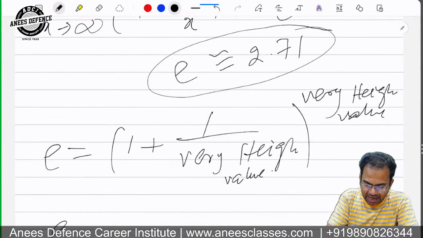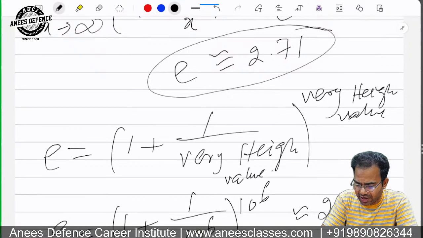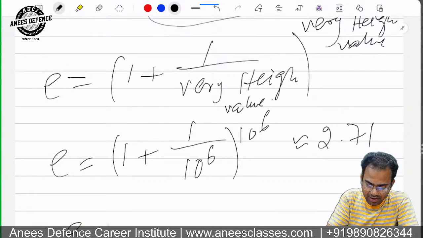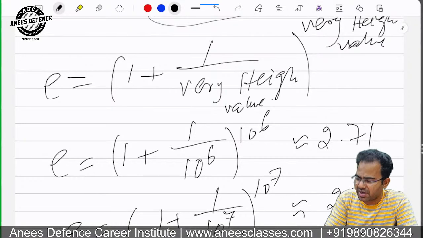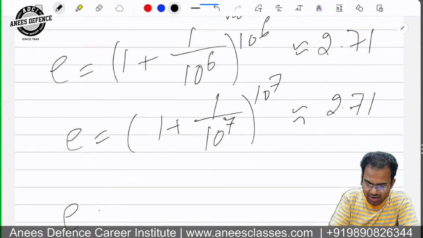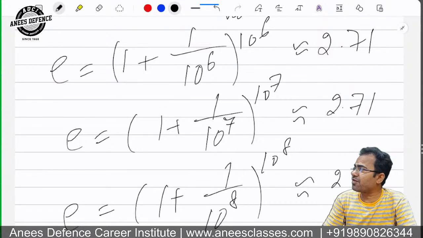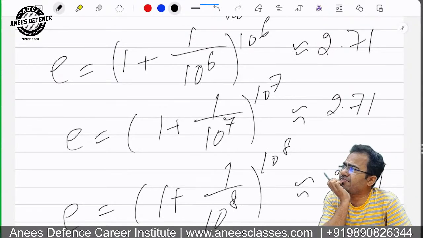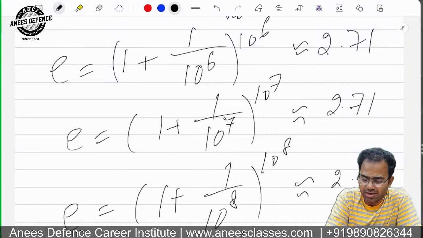That means I will take an example. Very high means I have to take at least 1 million, 10 to the 6. So you will get approximately 2.71. If you take more than 1 million, that is 10 to the 7, you will get 2.71. Okay. If you take 10 to the power 8, that means after 1 million, change in value will not impact. Change of the value will not impact.